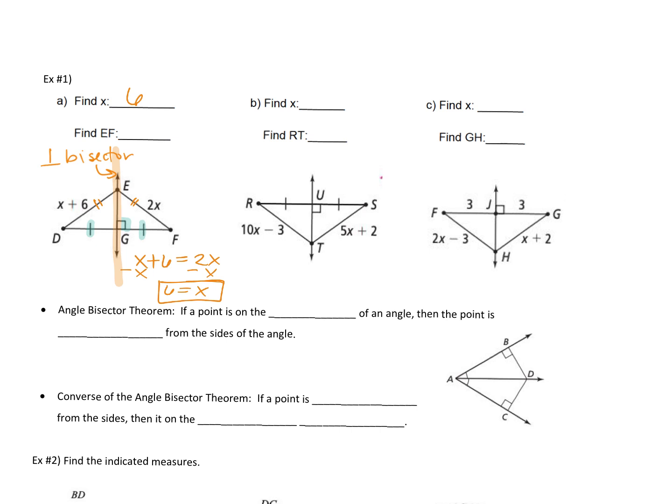Okay? So if x is 6, what is EF? 12. 2 times 6, right? 2x is your EF. 2 times 6 is 12.